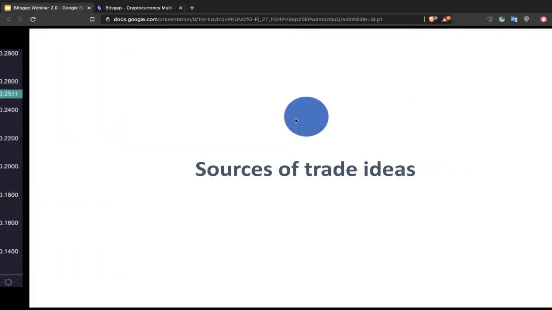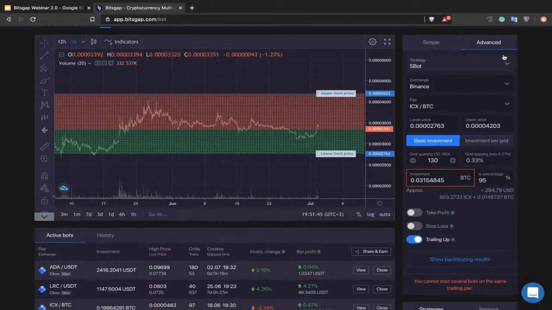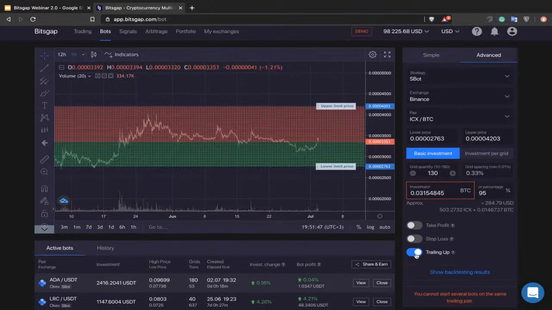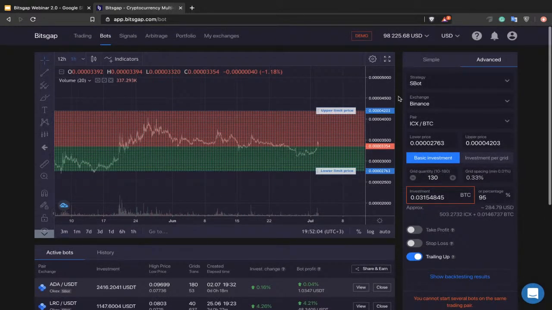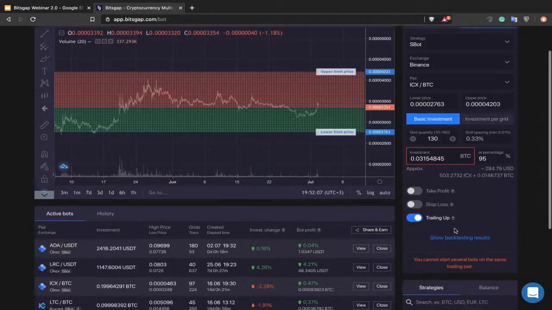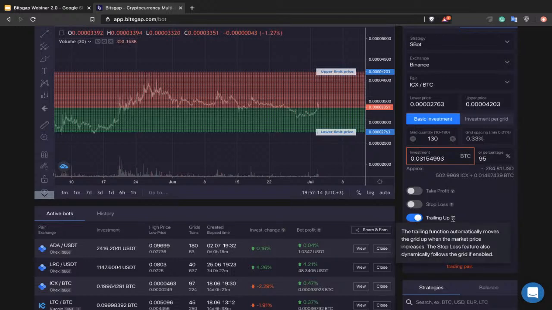As simple as that. So when you go to the advanced section here, when you click on trailing up, you let the trading range, which is defined once again by the upper limit price and the lower limit price, follow the price appreciation. And if during your trading you forget what trailing up stands for, you can always read about it over here. So here's the perfect explanation of what this is all about.